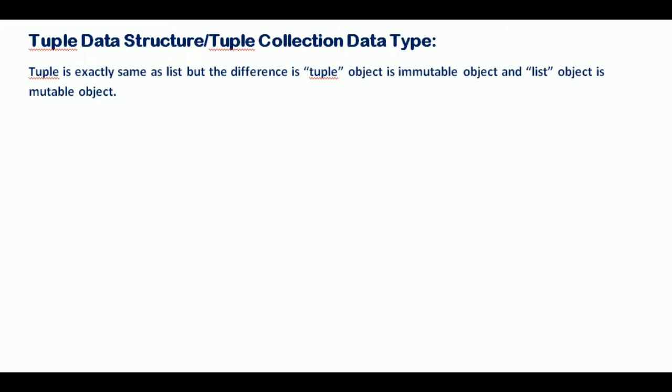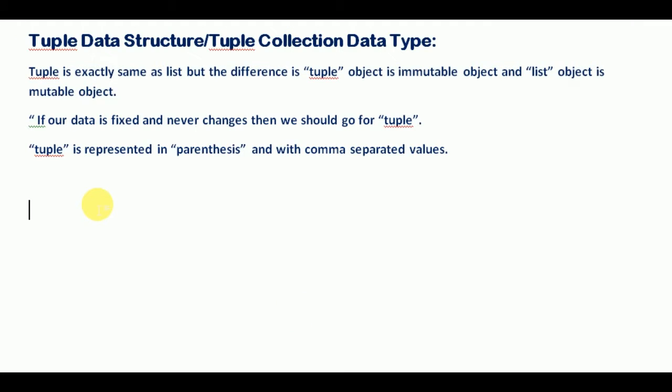Immutable objects means the content or the elements stored inside cannot be changed or modified, and in mutable objects we can change and modify the elements. So one thing we should know about the tuple is that if our data is fixed and never changes, then we should go for a tuple.